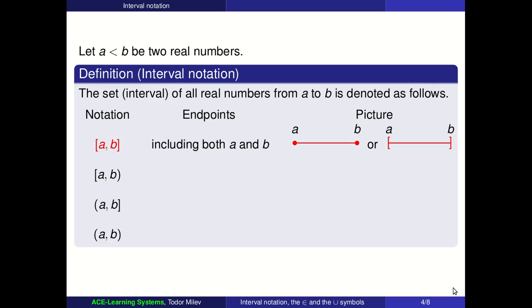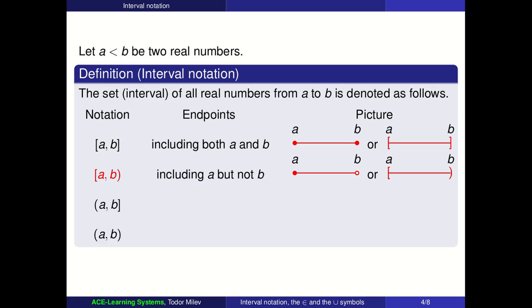So how is such an interval depicted? There are different styles, but the most frequently used are a line with the two endpoints denoted by solid dots, or a segment plotted like this with the two ends depicted with small brackets, similar to the brackets that we see here. So these are the two most frequently used notations for depictions of intervals.